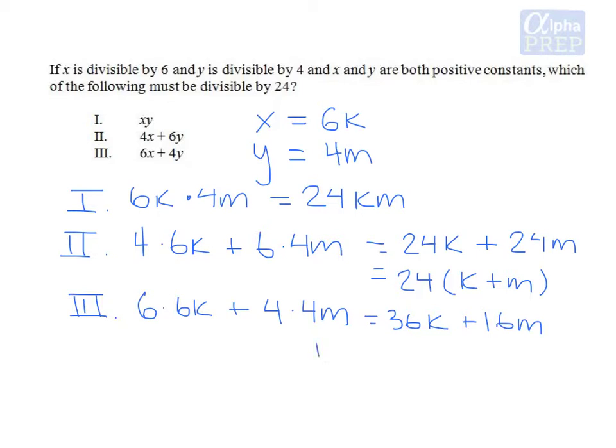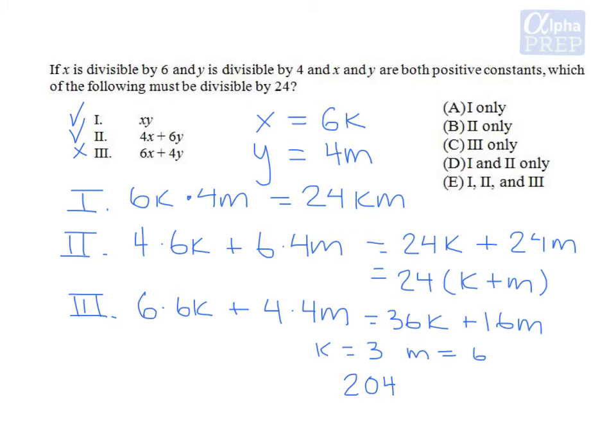For instance, we could say that k equals 3 and m equals 6. If we plug this into our calculator, we end up with 204. And if we divide that by 24 to see if it's a whole number, it does not go in evenly. We get an answer of 8.5. So we know that 1 works, 2 works, but 3 does not work. So this corresponds to answer choice D.